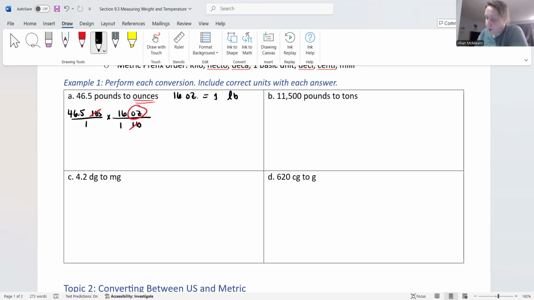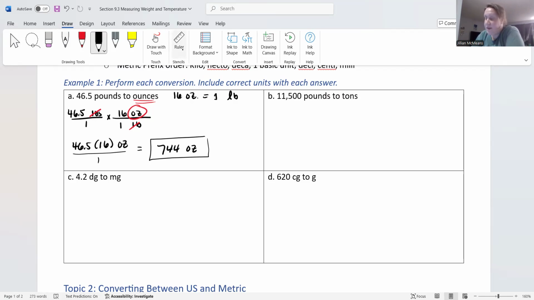Okay? So if we clean things up a little bit, we get 46.5 times 16 ounces. That's our numerator. Our denominator is really just 1 times 1 or 1, which doesn't really change anything. And then you can just use your calculator here. So 46.5 times 16, and we get that there are 744 ounces in 46.5 pounds. So 744 ounces would be your final answer. Okay, so that's part A.